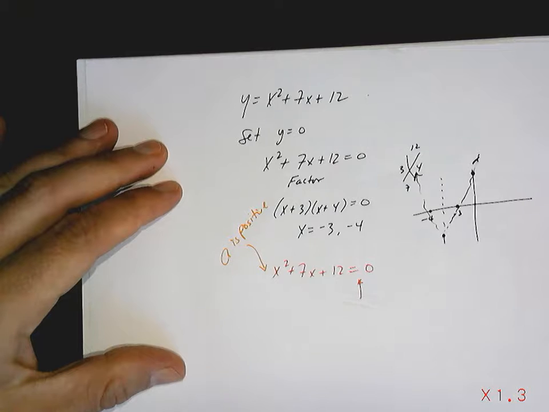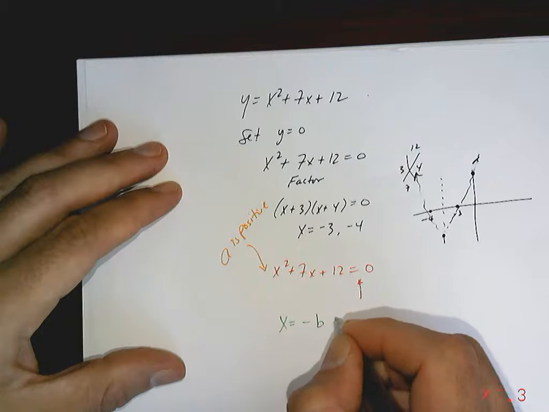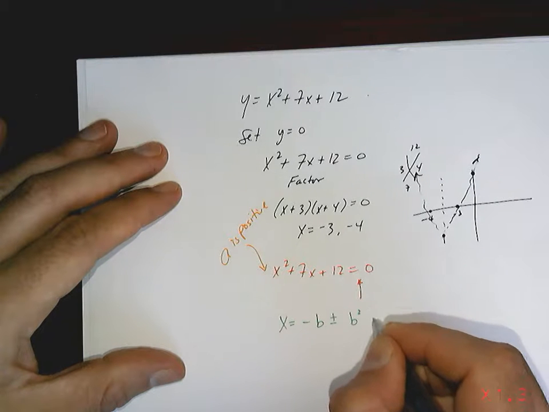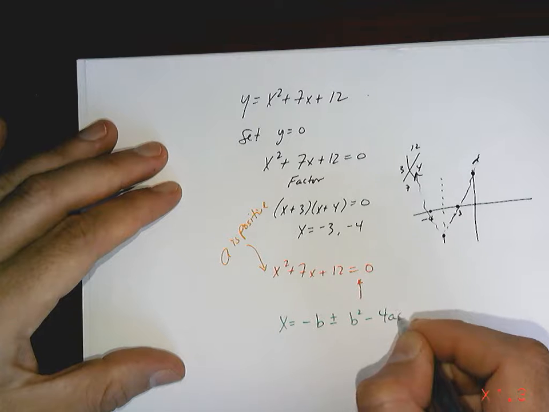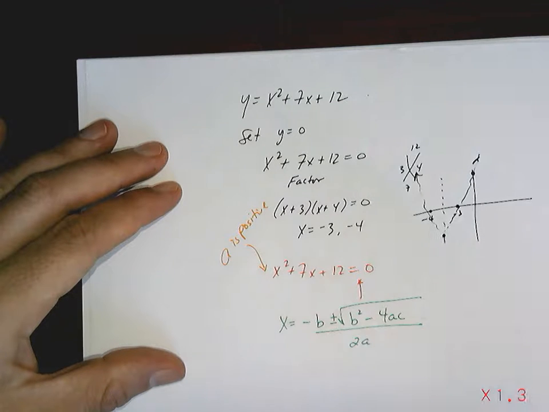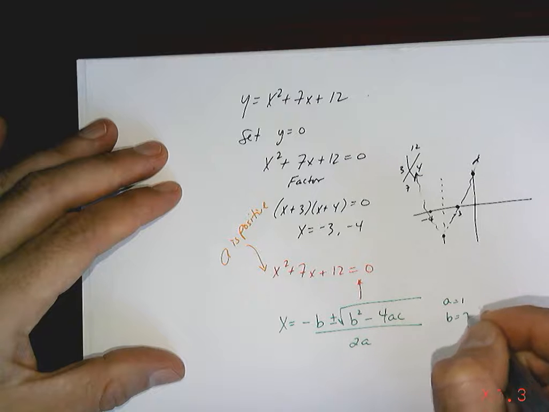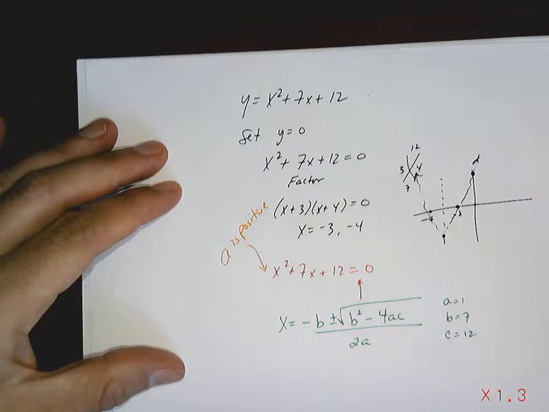The quadratic formula is x equals negative b plus or minus the square root of b squared minus 4ac, all over top of 2a. So what we have here is an a value of 1, a b value of 7, and a c value of 12.